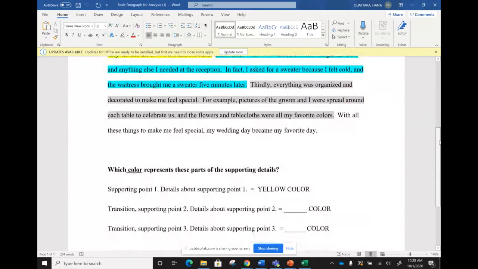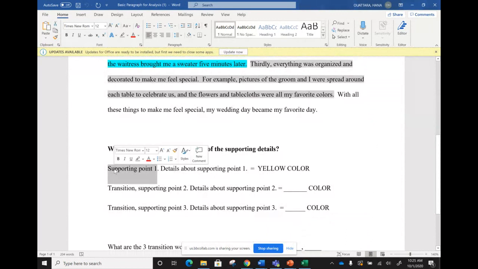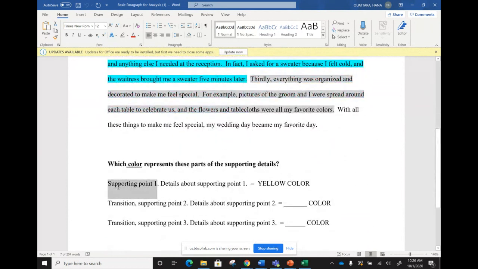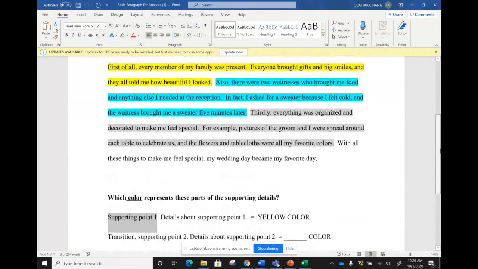What we're looking for is a supporting point. Remember I said a minute ago that you need to have 2 or 3 supporting points, right? So we're going to look for supporting point number 1, and then details about the supporting point. Let's look at that right here. The best day of my life was the day I got married because I felt like a princess. Every member of my family was present. So I'm talking about my family. My family is the first point. That's the first reason that my wedding day was my favorite day.